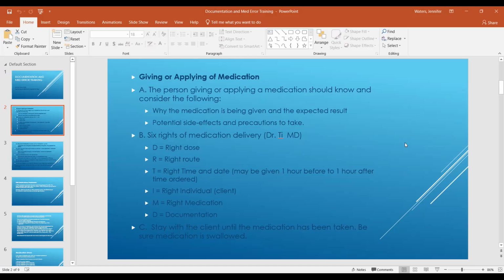When you give the medication, make sure to stay with the individual until the individual has taken the medication and make sure that it is followed. And the reason I emphasize this is many times we'll find med errors where people have written that an individual had a pill in their bed or they found a pill on the floor. So you do want to make sure that the medication was swallowed.